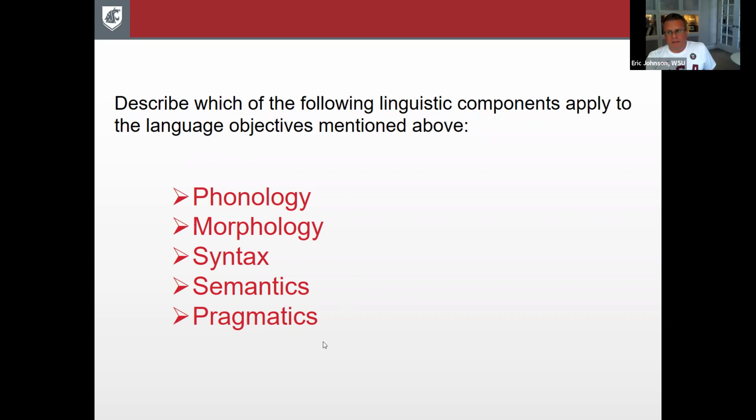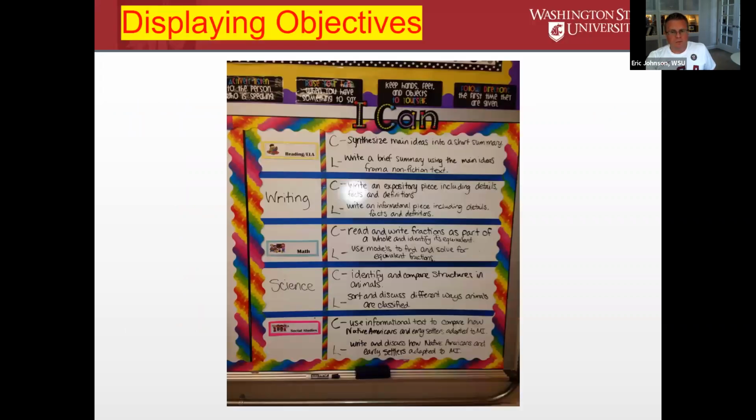Now, the other thing that I emphasize is displaying your objectives, and this is the area that a lot of teachers struggle with, because it's just so intuitive what they're trying to accomplish. But when you display your objectives, students can always refer back to them, and they can always think, am I doing what my teacher wants me to do? And am I moving towards accomplishing that objective?